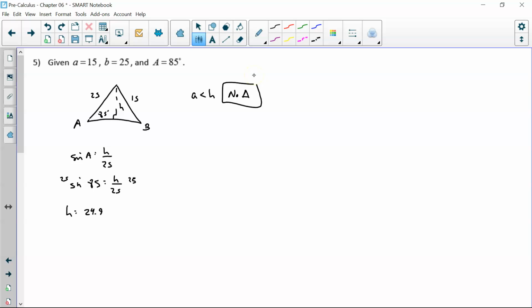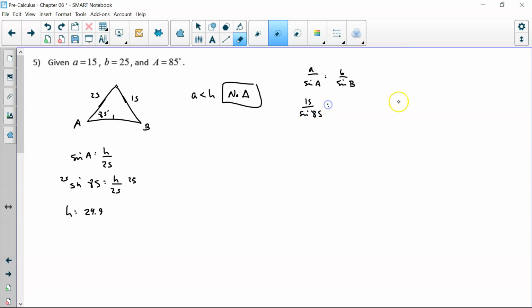Now let's say you didn't recognize any of that and you did try to find this triangle. So let's say we did that. So we'd have our law of sines: a over the sine of A equals b over the sine of B. So you have 15 over the sine of 85 equals 25 over the sine of angle B.